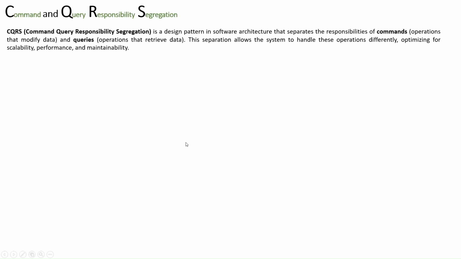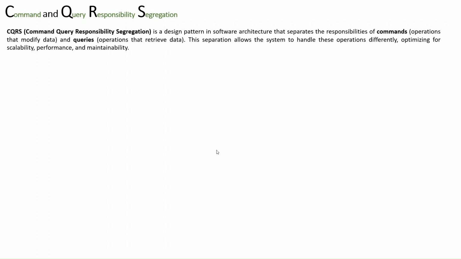CQRS is the command and query responsibility segregation principle. It is a software architectural pattern that distinctly separates the responsibilities of reading data, like queries, from writing data, like commands, insert or update. This pattern is specifically used in systems where you would like to achieve flexibility, scalability, and performance.